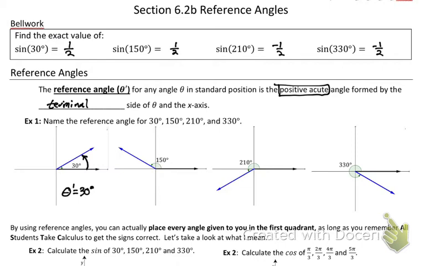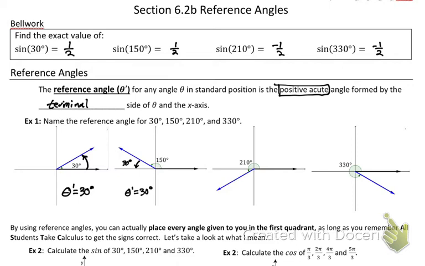If I have 150, though, the quickest way to the x-axis is that direction there. Well, this is 180 degrees, so what do I need to add to 150 to get to 180? 30. Oh, what a surprise, right? So I would then say, okay, theta prime equals 30 degrees again.